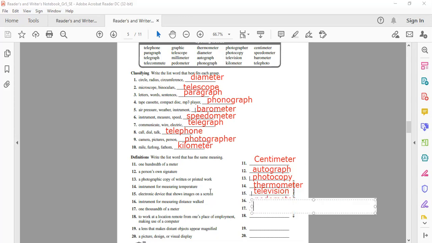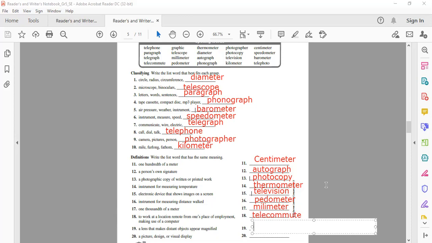One thousandth of a meter. What do I call it? Millimeter. Millimeter, very good. And then we have to work at a location remote from one's place of employment, making use of a computer. Tilly, what I'm doing right now? Telecommute. And then we have number 19, a lens that makes distant objects appear magnified, like seeing the stars. What do I call it? Telescope. Oh, sorry, to make distant objects appear magnified, telephoto I will call it.